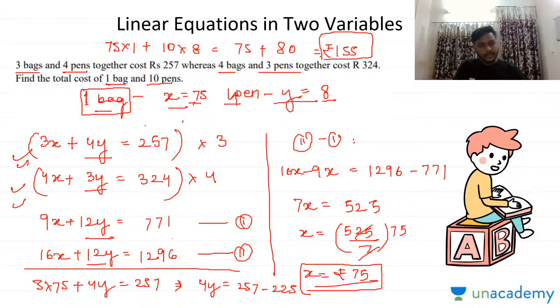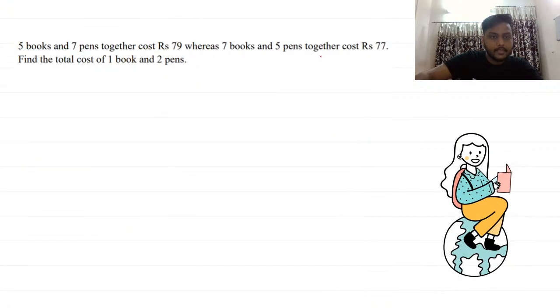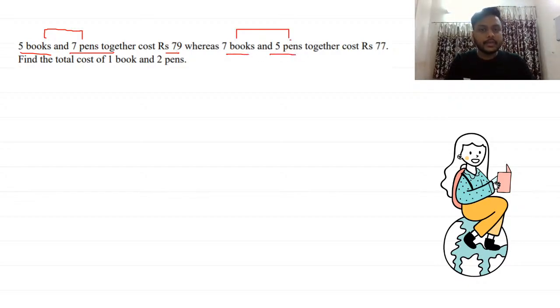Okay, so now it's time to move forward. Let's talk about the second question that we have. Now I will be doing it in a bit faster way. The cost of 5 books and 7 pens together is 79, and the cost of 7 books and 5 pens together is 77. I need to find out the cost of 1 book and 2 pens.